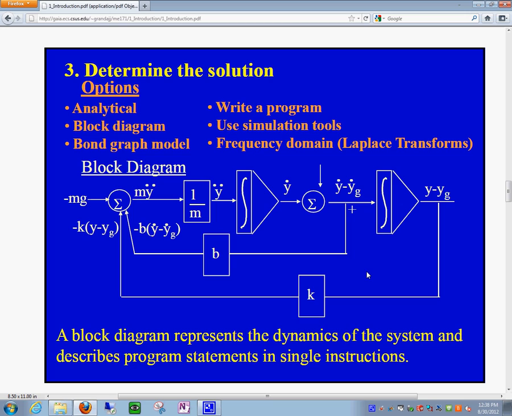Then you have the block diagram or the bond graph method, or you write the program, or you use some simulation tools, or you use the Laplace transform using the frequency domain.